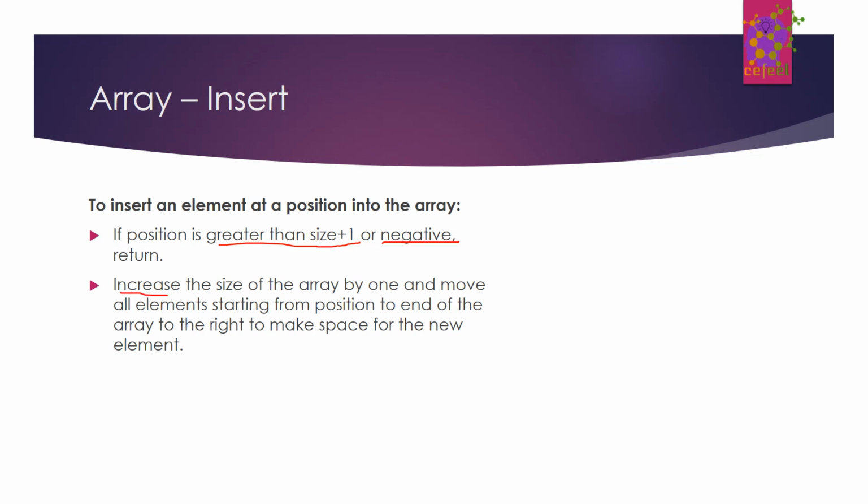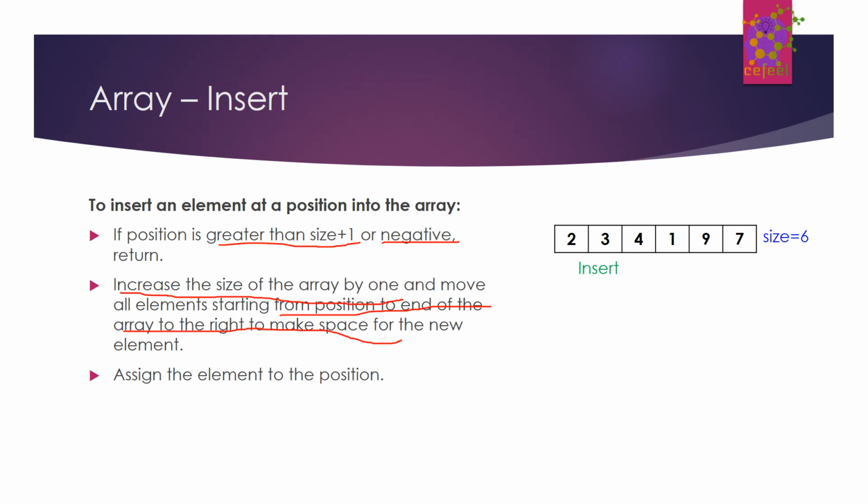We increase the size of an array by 1, and then we need to make space for the element, which means all the elements from position to the end of the array need to be moved 1 space to the right, and then only we can make space. So once we move the elements, we just do the assignment operation to the space that we made for the element, and then we are done.